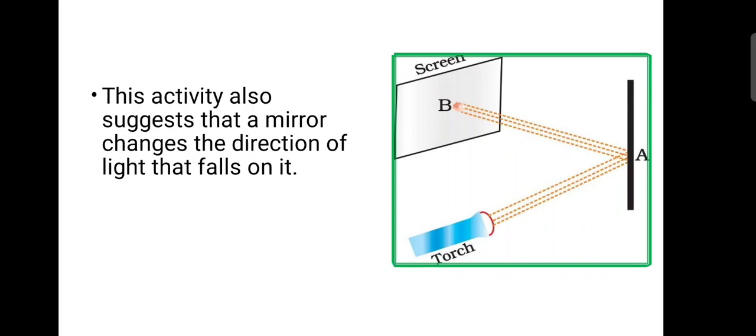So this is how you can see the diagram, a very simple diagram. A torch, that black line is a mirror, and a screen. It could be a wall also.